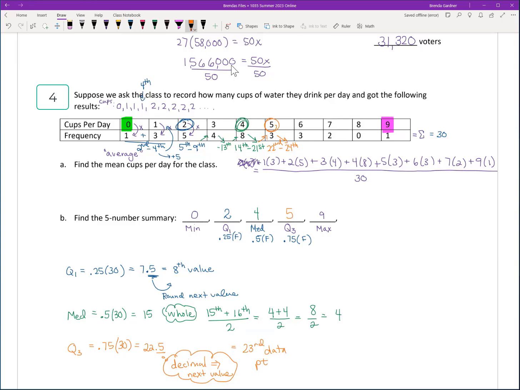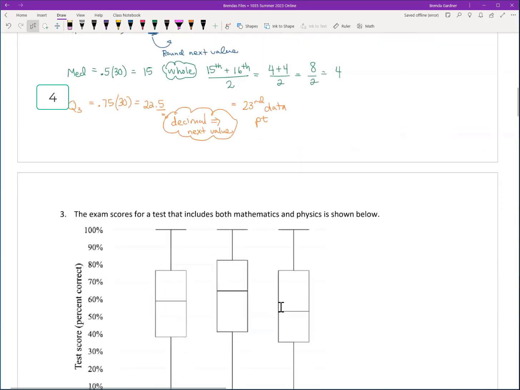Anyway, I hope that helps with determining Q1 and Q3 as well as the median.